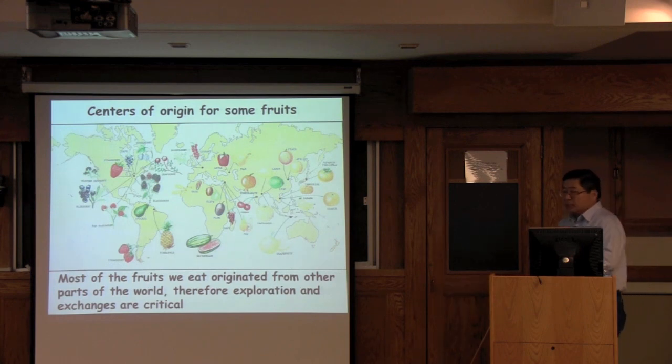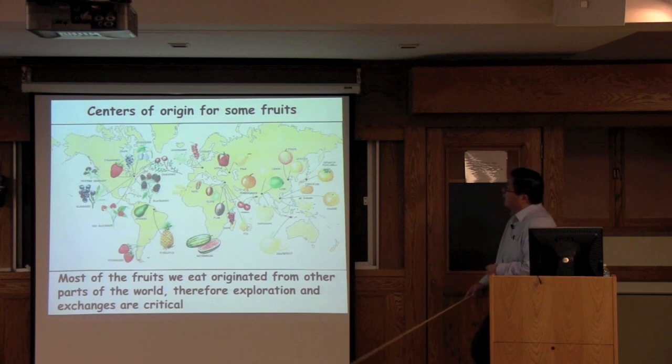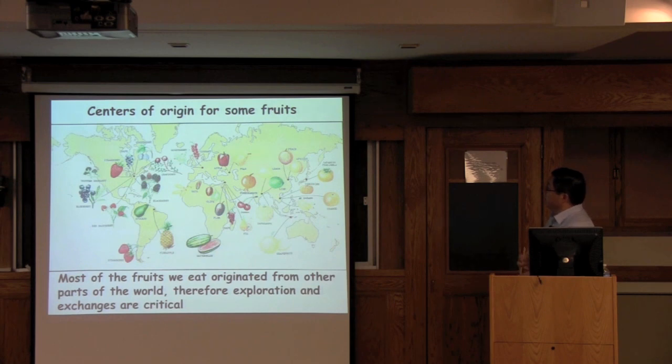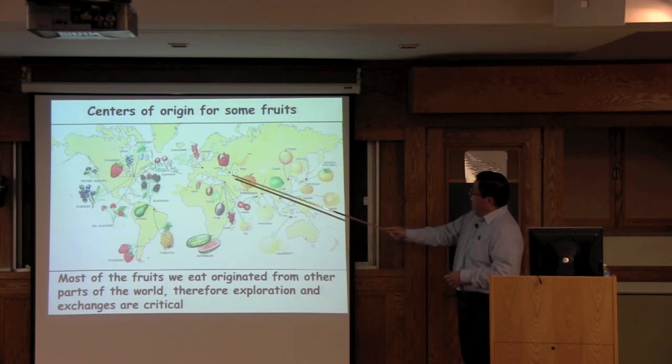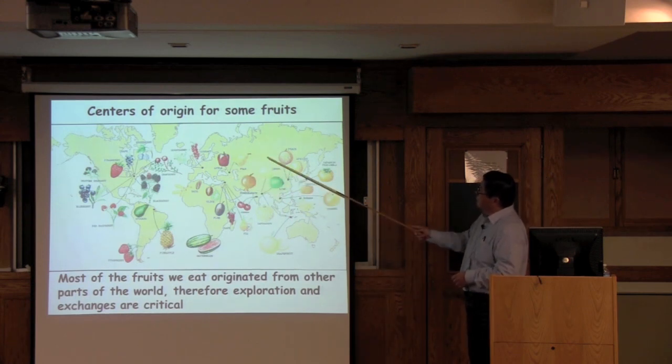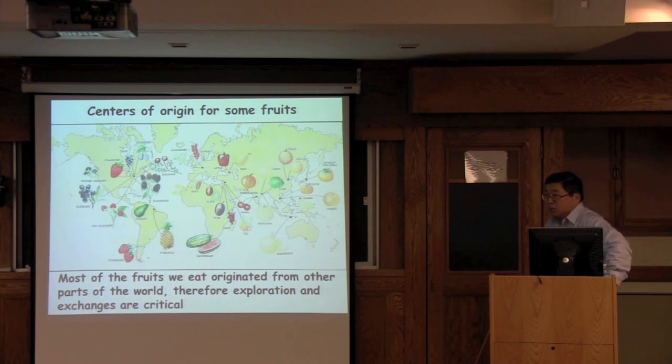Here I'm just showing you a diagram. This diagram is a little bit old, but it gives you some idea of the centers of origin for a lot of the fruit we consume today. Except for some of the small fruit native to North America, the majority of the fruit that we consume actually comes from other parts of the world. For example, apple should have its central origin in Central Asia, and that's why we need to conduct exchanges and also exploration, trying to collect a lot of germplasm from other parts of the world.